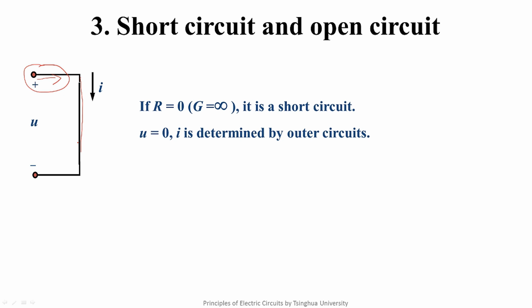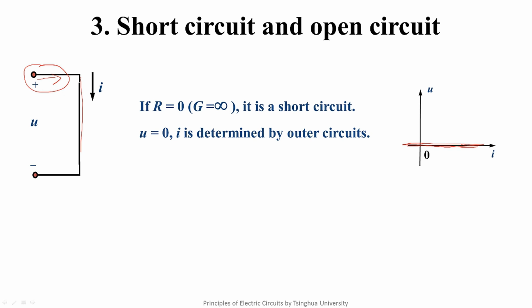Then, for a short circuit, intuitively, the voltage must be equal to 0 because it's an ideal line. The current is not controlled by itself, but determined by the external circuit. If we regard the ideal conductor as a two-terminal element, what should be its characteristic in the UI plane? The voltage must be 0, and the current can be any reasonable value. It's such a straight line in the UI plane.